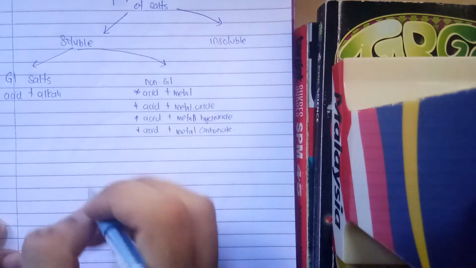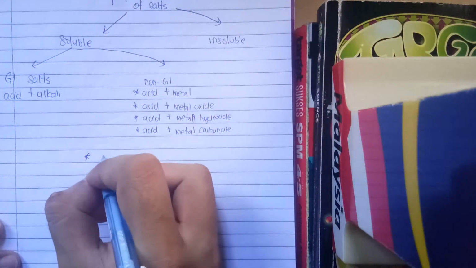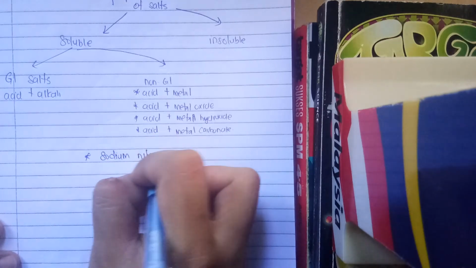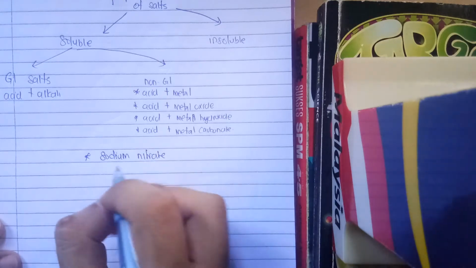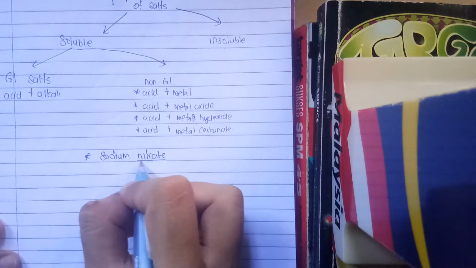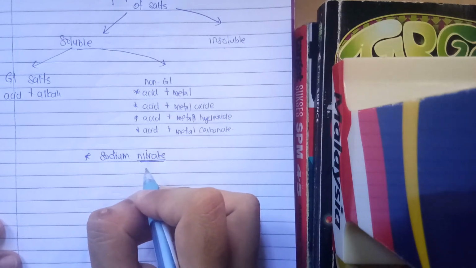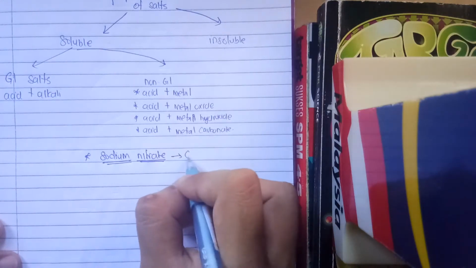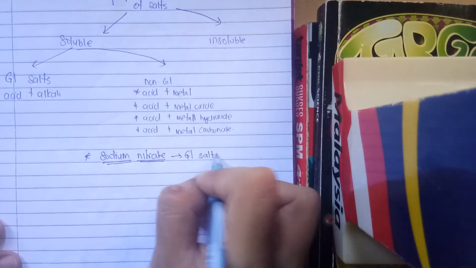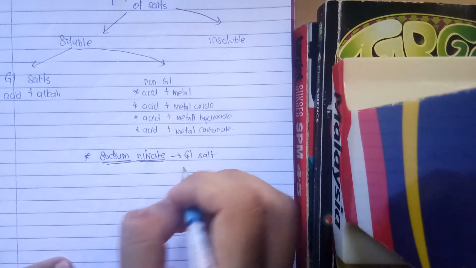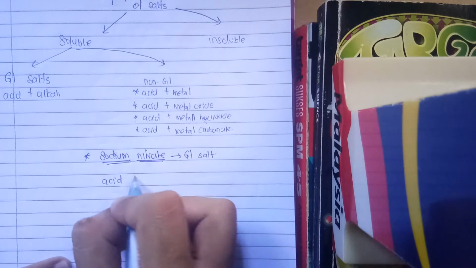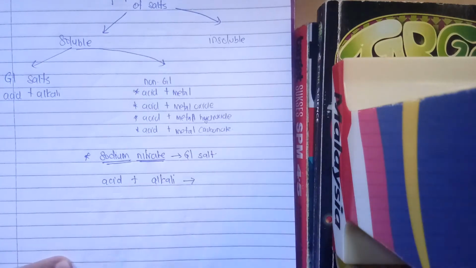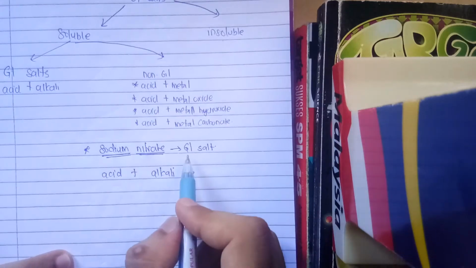For example, you want to prepare sodium nitrate. If you see the name of the salt, nitrate salt, as you learned before, all nitrates are soluble, and sodium is from group 1, so we call this a group 1 salt. So how to prepare this one? You must use acid plus alkali only. You cannot use other reactions because it is a group 1 salt.